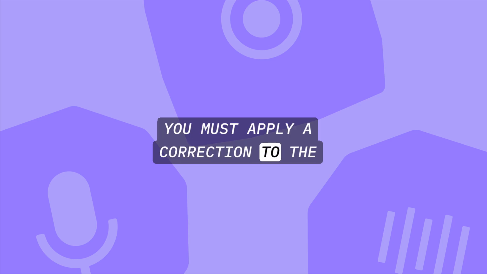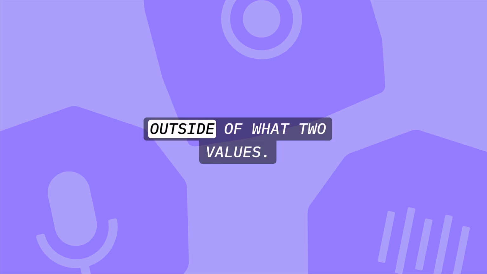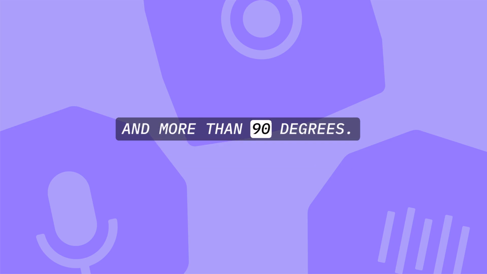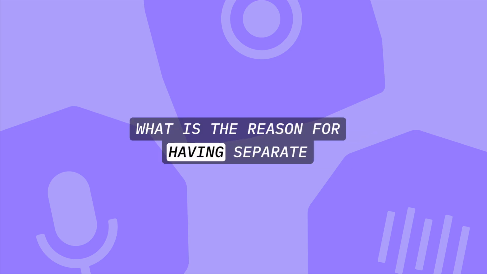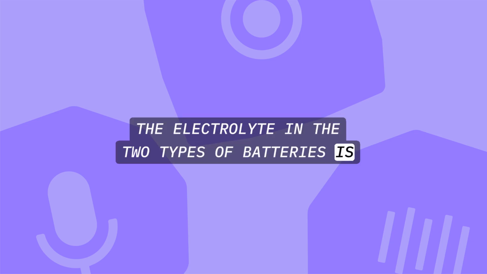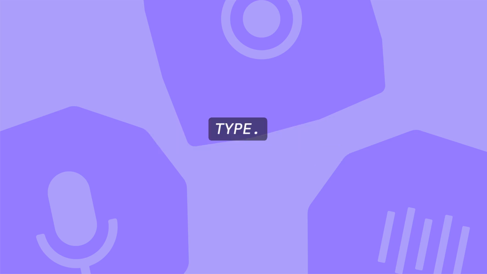You must apply a correction to the specific gravity readings of the electrolyte of a lead-acid battery when the temperature is outside of what two values? Whenever the temperature is less than 70 degrees and more than 90 degrees. What is the reason for having separate facilities for storing and servicing nickel-cadmium and lead-acid batteries? The electrolyte in the two types of batteries is chemically opposite, and the fumes from one type can contaminate the electrolyte of the other type.